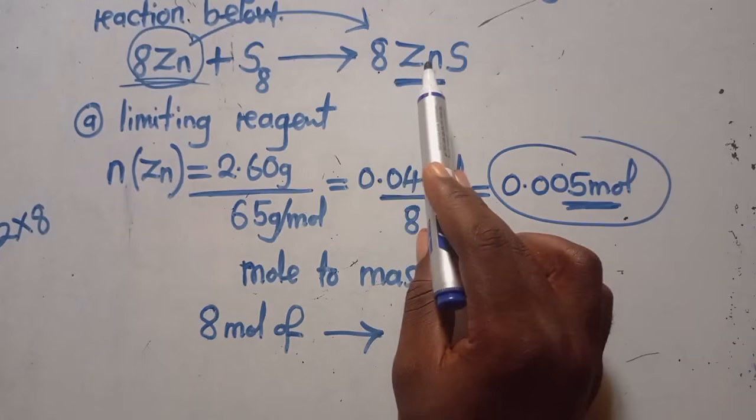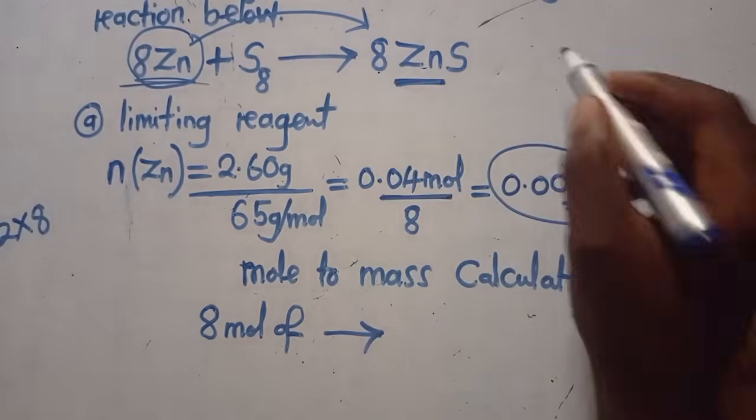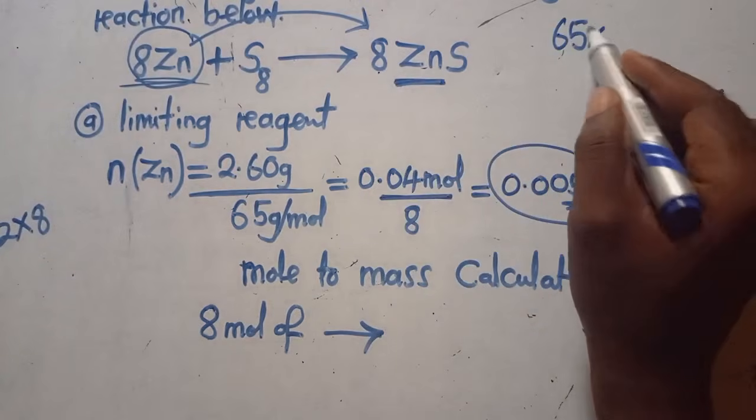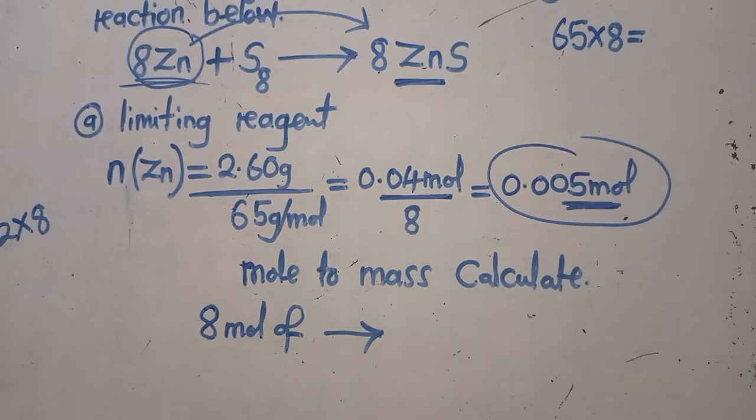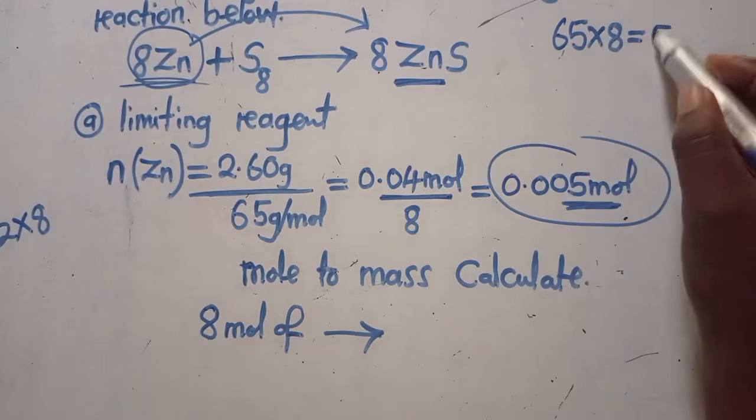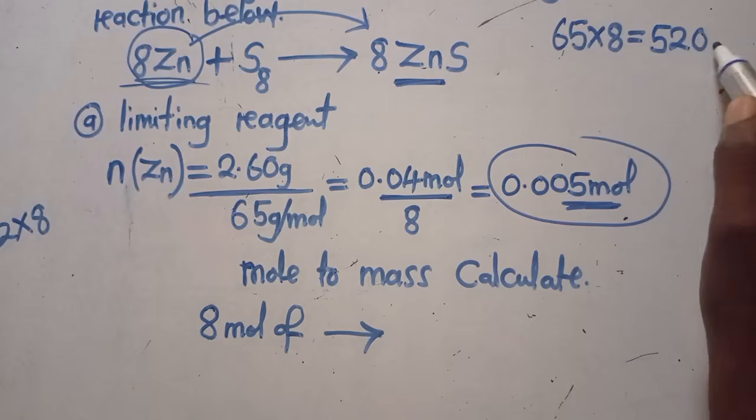So 8 zinc has got 65. 65 times 8. What is the answer? So 65 times 8. What answer are we getting? 520. So I put the 520 there.